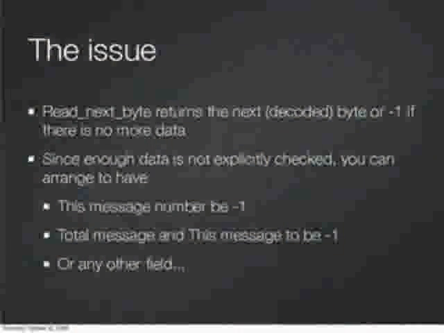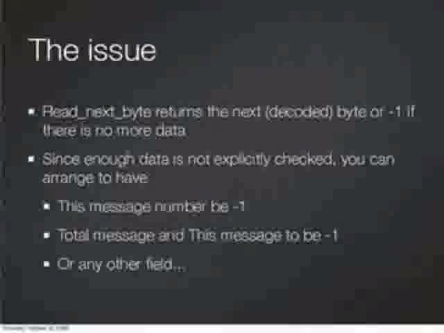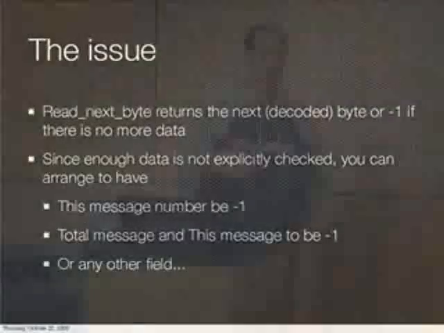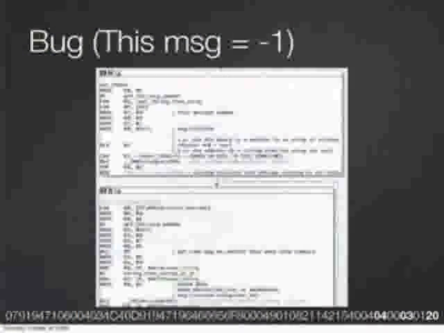Well, it turns out that the bad thing is if you don't send in enough data, get next byte starts returning -1, but they never actually check that this error could occur. And so it starts thinking that these -1s are valid numbers. And so you can make this message number be -1, or you can make the total number of messages be -1. So there's lots of weird things that can happen. Or this is just the field I happened to pick, which was concatenated messages. But you can do this for any of the fields.